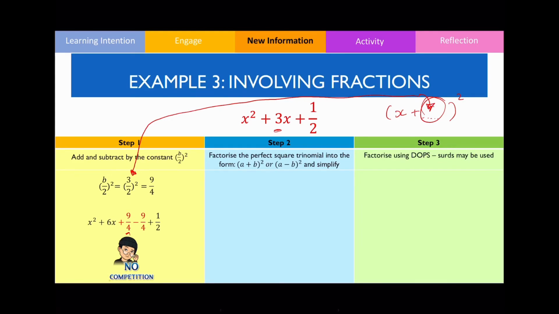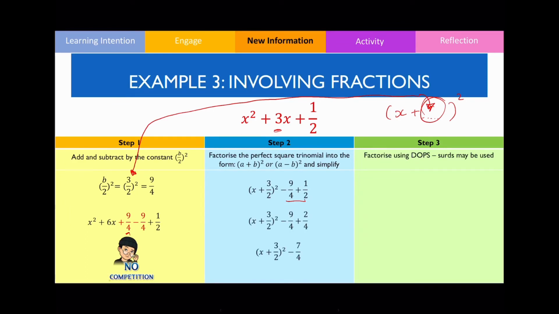So that will always be inside of here when you do the perfect square. In this case, my equation is going to be x plus 3 on 2 whole squared minus 9 on 4 plus 1 on 2. Once I've done that, all you need to do is simplify this. Make sure the denominators are the same, so make sure the denominators are 4, and then I'll add them. That's going to give you negative 7 on 4.